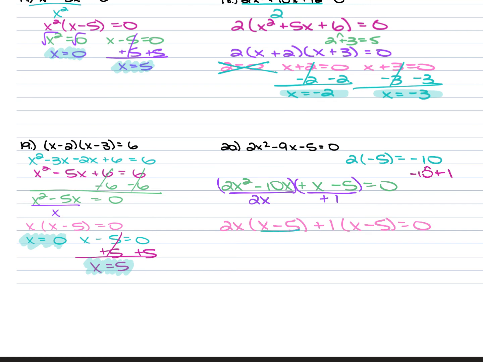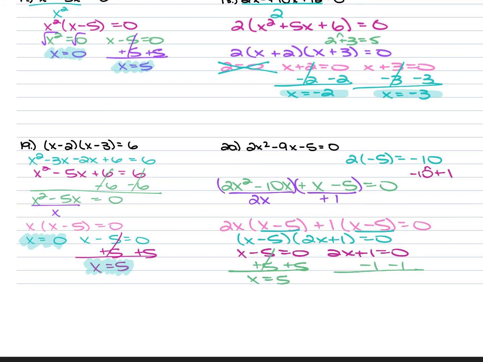We set this to where it's just x minus 5 times 2x plus 1 is equal to 0. And then we set them both equal to 0 and solve. For the x minus 5 is equal to 0, add your 5 over. You get that x is equal to 5. For the 2x plus 1 is equal to 0, subtract your 1 over. You get that 2x is equal to negative 1. Then divide each side by the 2, and you get that x is negative 1/2. So 5 and negative 1/2 are your two solutions for this one.